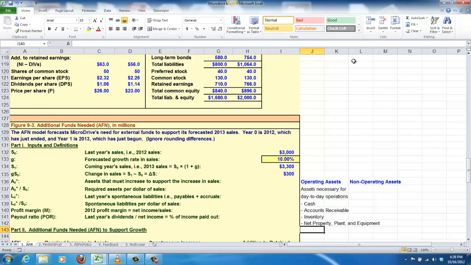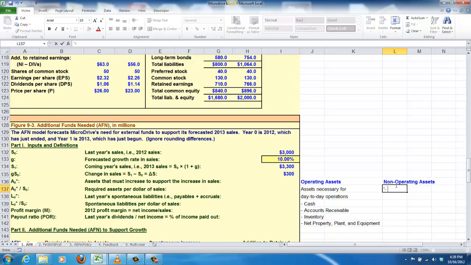Non-operating assets are assets that the company holds, but aren't really necessary for day-to-day operations. The most common thing I see on a balance sheet would fall into the category of short-term investments, or marketable securities. These are the same thing known by two different names. Those are the most common non-operating assets you'll likely see on a balance sheet.